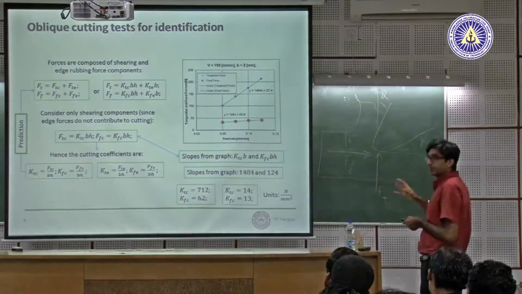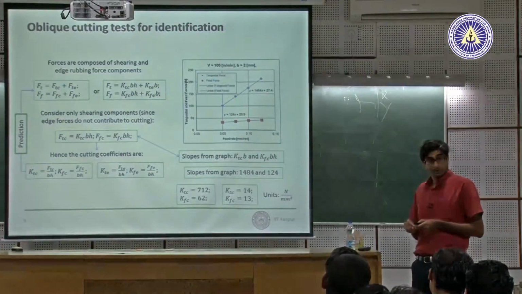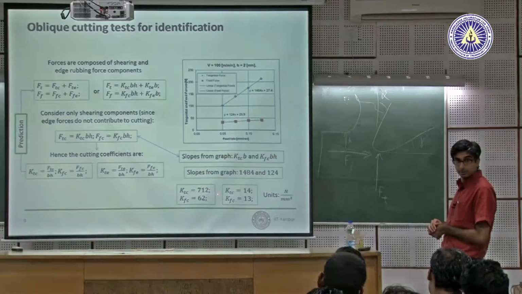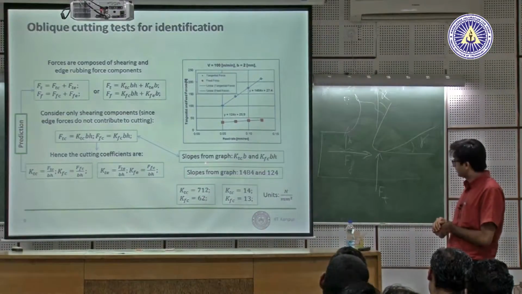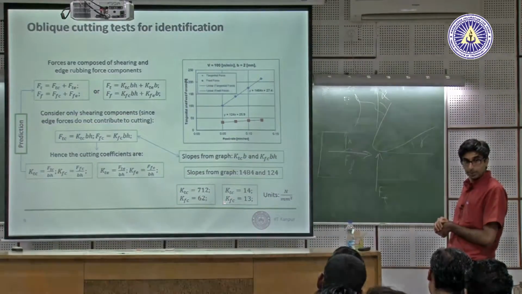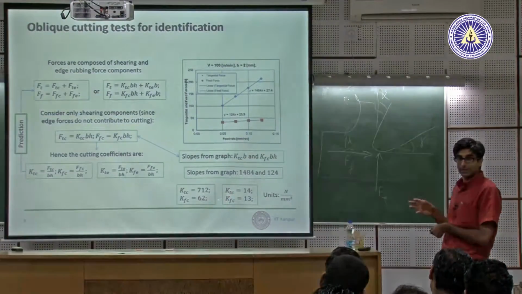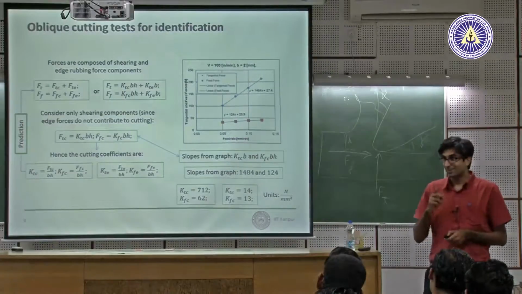Okay, so this is oblique. Units are only for this. This should be different. This is Newton per millimeter, edge coefficients. This is T, this is just a typo. Okay, I'll correct that.